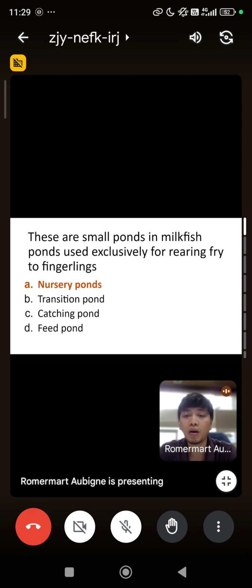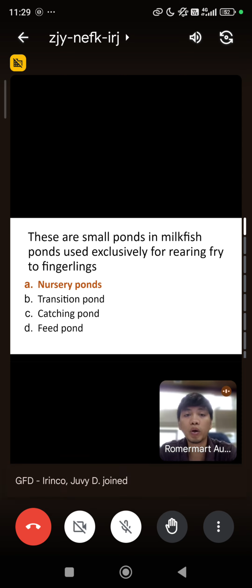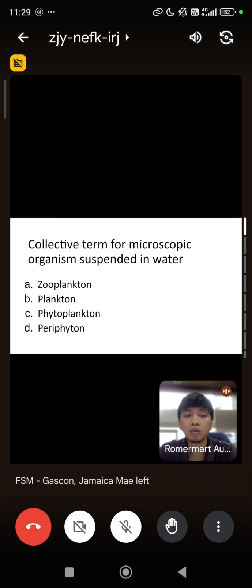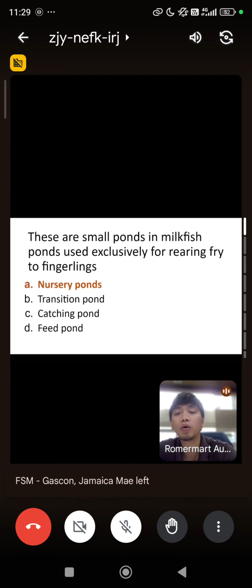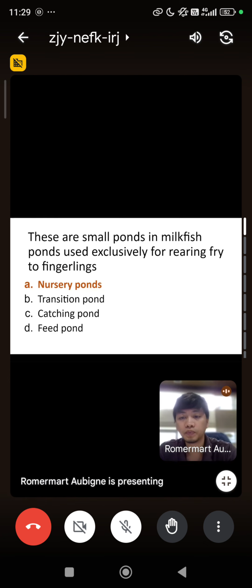Transition pond is used to acclimate fingerlings to a new environment before they are transferred to grow-out ponds. The pond is typically larger and deeper than a nursery pond and may be stocked with a lower density of fish.